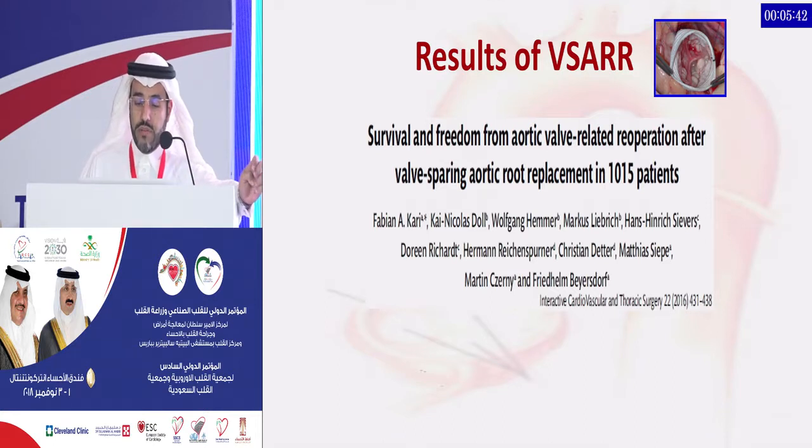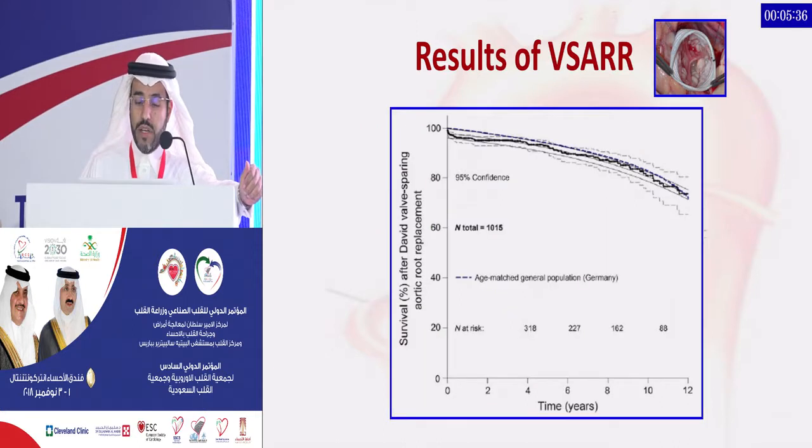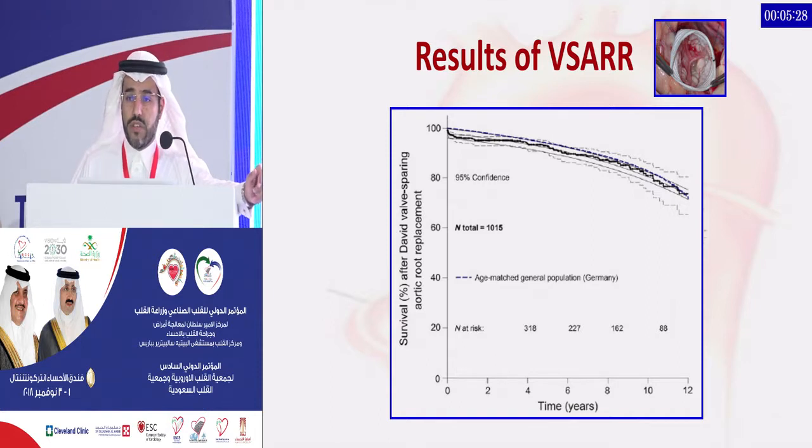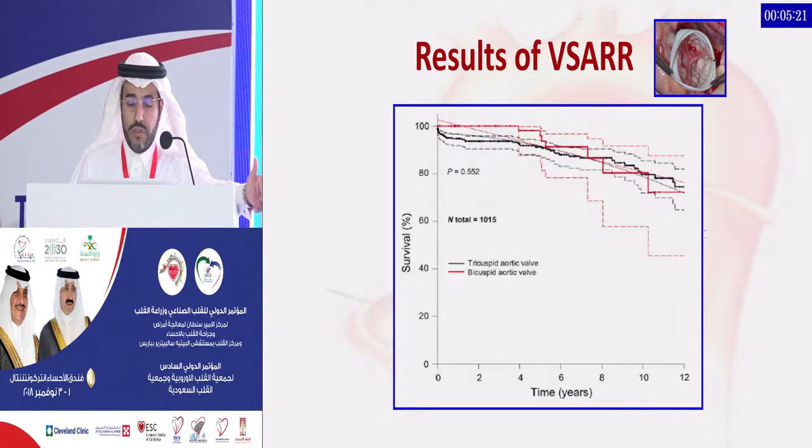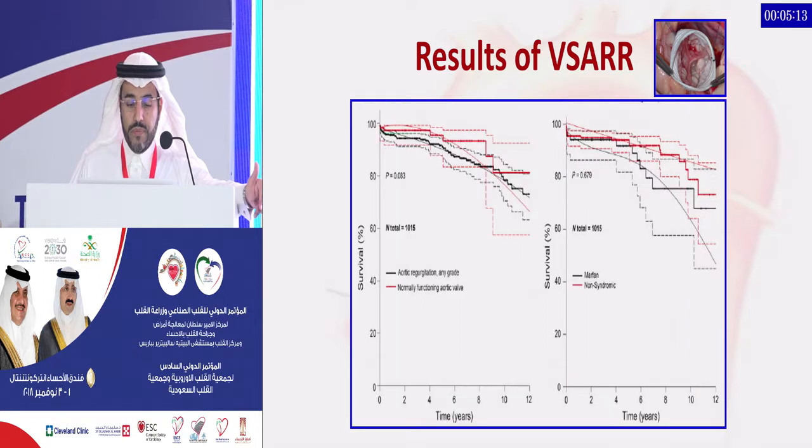And this study from Sievers' group in Germany, they looked at the result in 1,015 patients of valve sparing aortic root replacement. And one of the issues when you look at survival is that it's very difficult to detect any differences in survival in procedures like that. So here they looked at the survival of those patients compared to the age-matched population, and they found no difference. When they compared the tricuspid valve and bicuspid valve, there was no difference. But this is in the hands of experienced people.